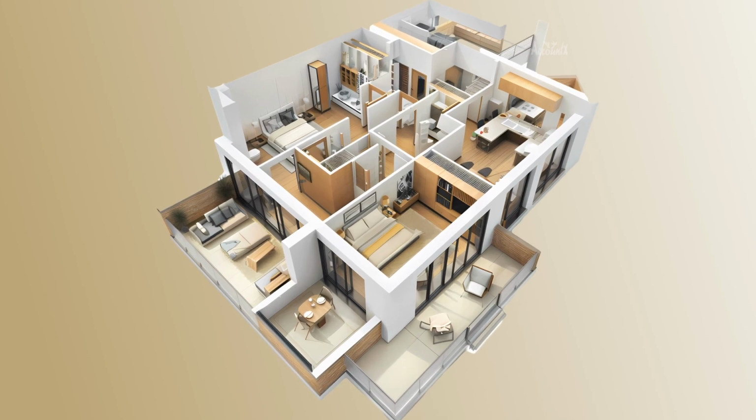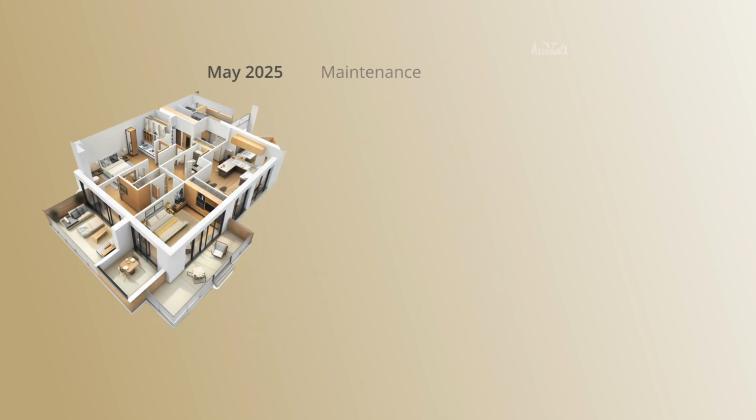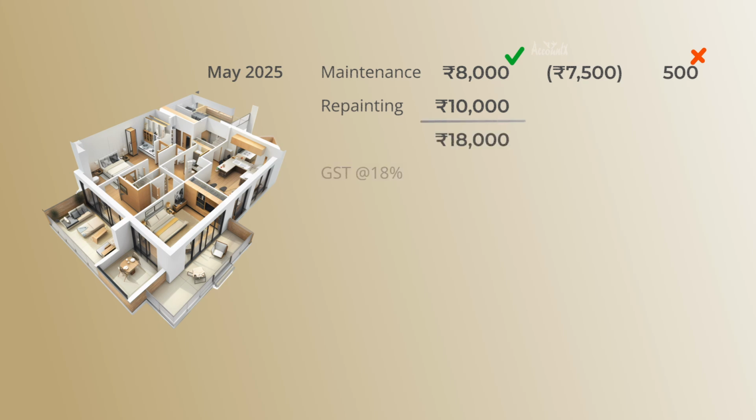Let's understand this with a simple scenario. Imagine you live in a 3 BHK apartment in Bengaluru. For May 2025, you pay maintenance of 8k. Of course, this crosses the threshold, so GST is applicable on the entire 8k, not just the difference of 500. Plus, let's say during the month you make a one-time payment for repainting of 10k. So GST at 18% is applicable on the entire 18k, so you'll have to pay 21,240. For RWAs, remember this concept at the time of invoicing.